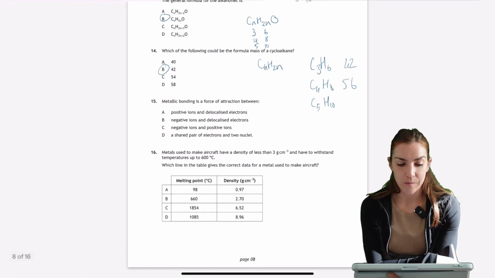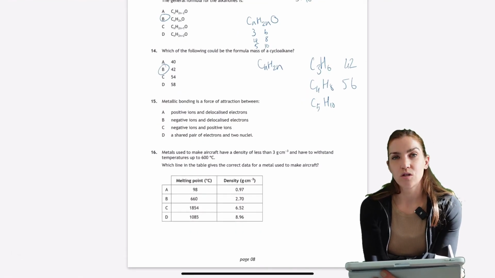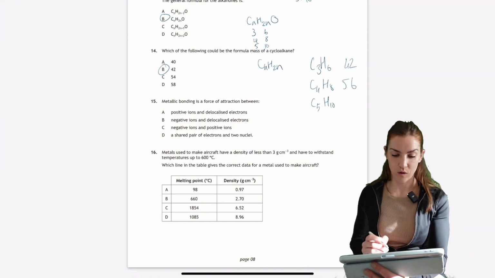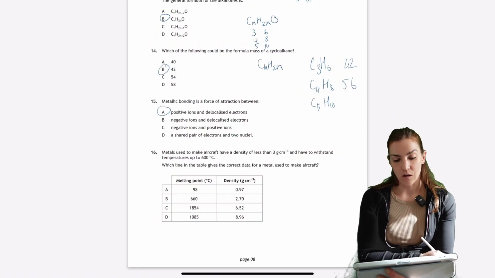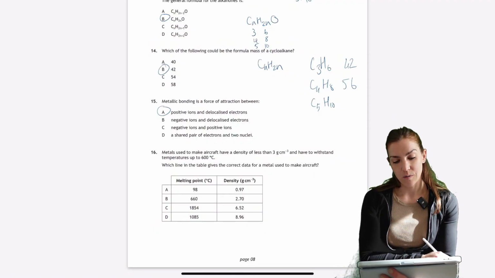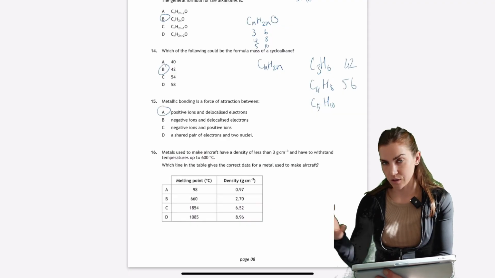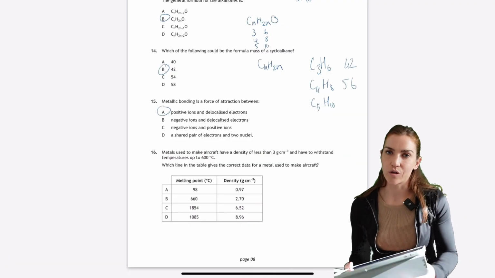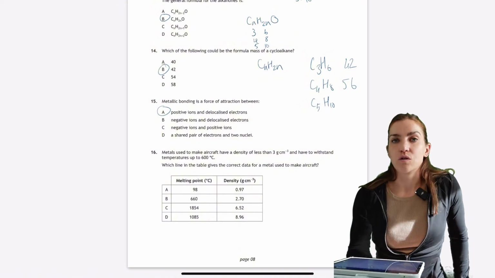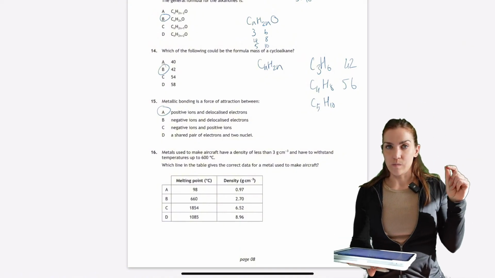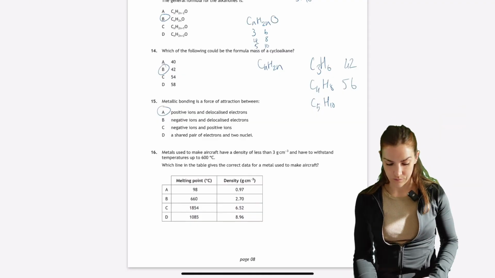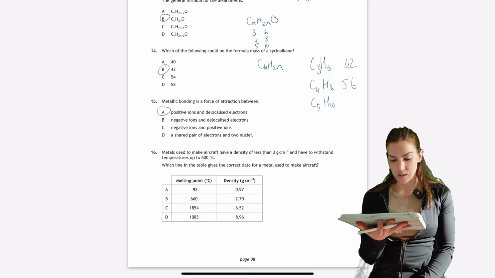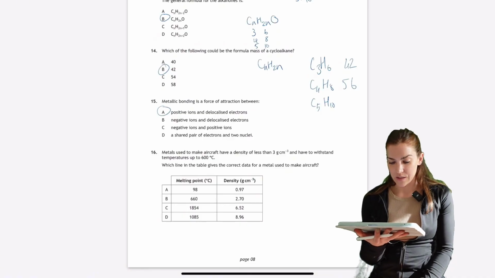Question 15, metallic bonding is a force of attraction between. So this is just a definition that you need to know, and it's positive ions surrounded by delocalized electrons. So that's answer A. A lot of people get confused here and think it's negative ions, but just remember the electrons that are delocalized and floating around, they're negative, so they're not going to be attracted to negative ions. So the ions in the metallic lattice structure need to be positive in order to keep those negative delocalized electrons circling around.